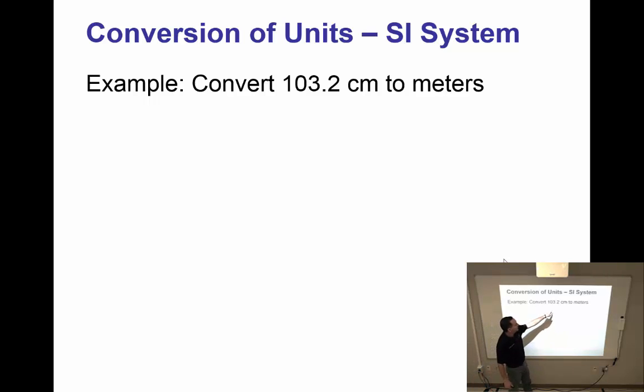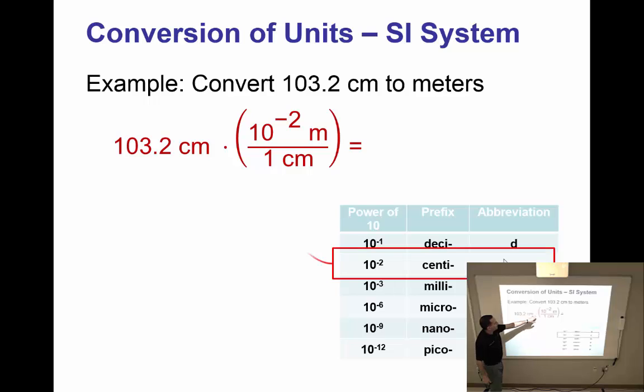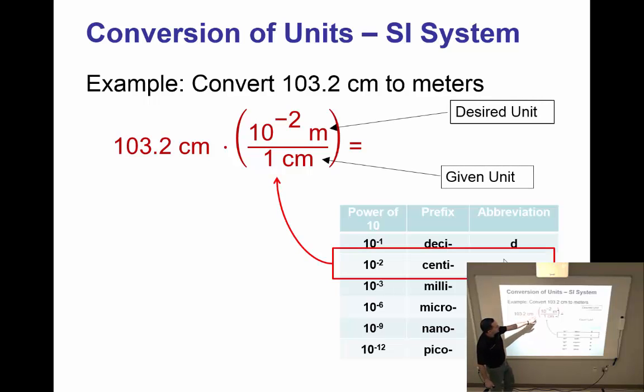So my given units currently are centimeters. My desired units, or what I want to convert to, are meters. So I write my conversion factor. Right? Desired units, I want to go to meters. I'm currently in centimeters. Using the chart, I know that 10 to the 2 meters is equal to 1 centimeter. So I have to make this conversion factor equal to 1.